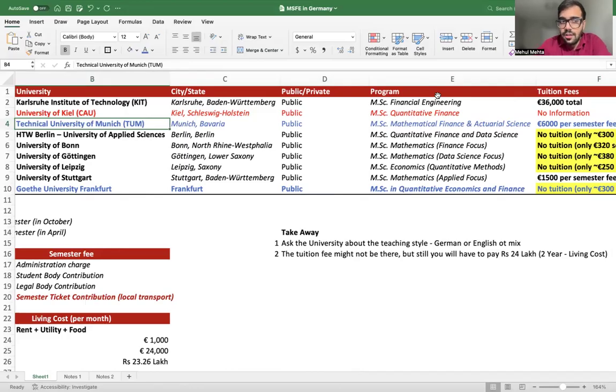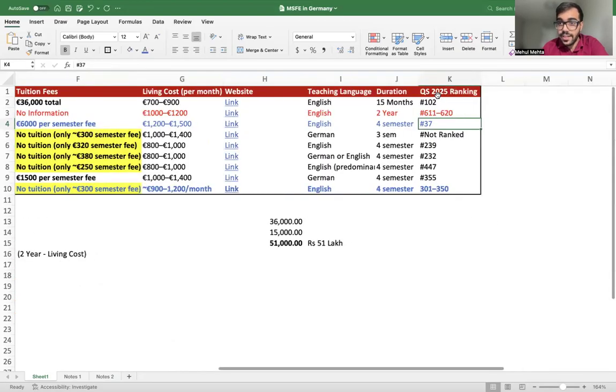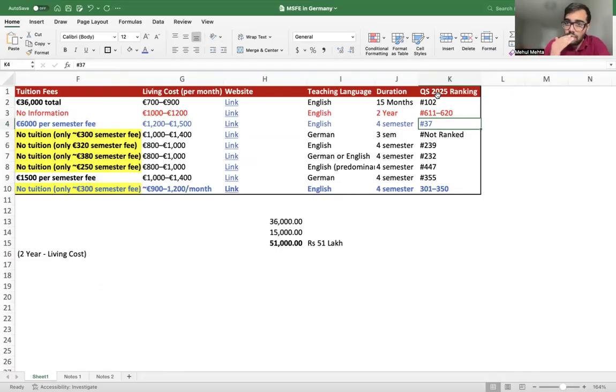If you are an Indian, you might have heard about IITs, which are the top institutes in India. If you are from the United States, you might have heard about Ivy Leagues. In the same way, TUs are the best universities of Germany or of Europe in general. So Technical University of Munich is one of the best universities from where you can pursue your masters. Even if you see the QS ranking, that is 37, which, just think, means the university is doing so well that the ranking number is so low.